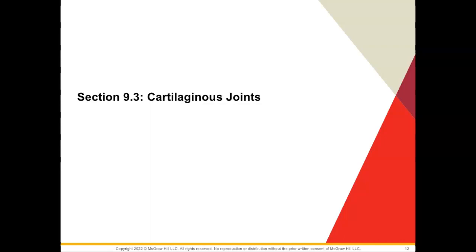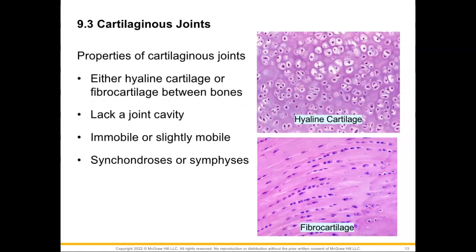Hello and welcome to your video on section 9.3 on cartilaginous joints. Our cartilaginous joints are going to have either hyaline cartilage or fibrocartilage between the bones.